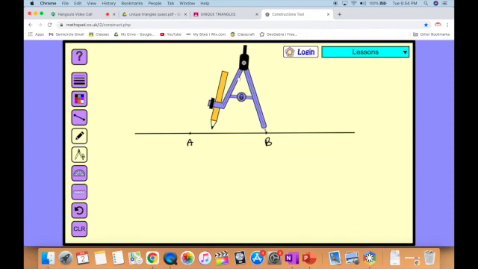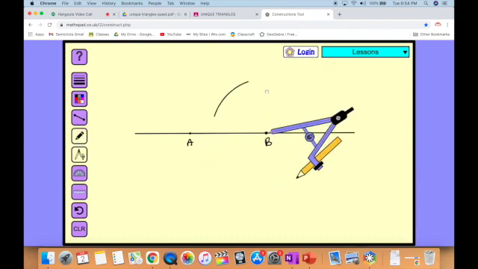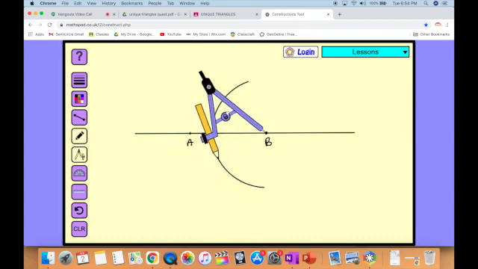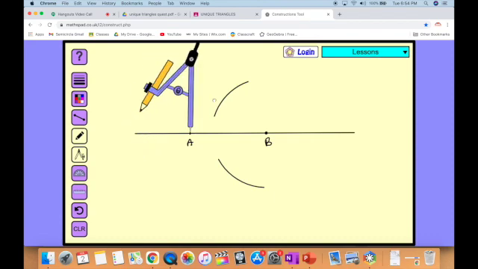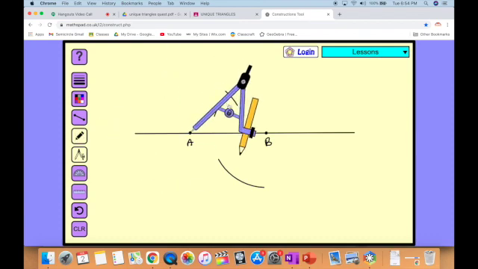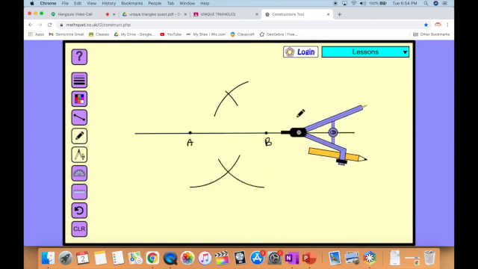So I will cut an arc above. Cut a nice long arc this time. I'll cut a nice long arc below, and then I'll come from this side. Remember, the compass is more than half the length of the line, so I cut an arc here, and I also cut an arc here. And once you join these two, that did not work.